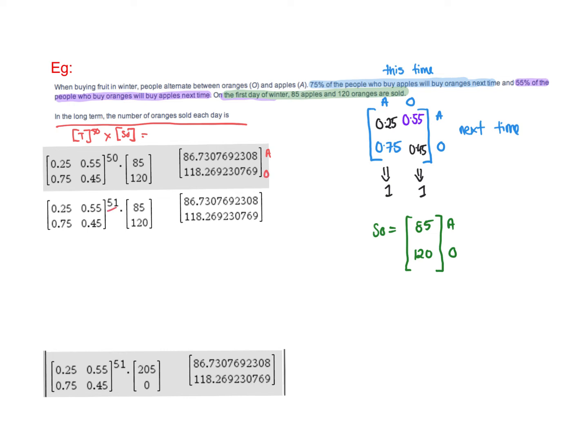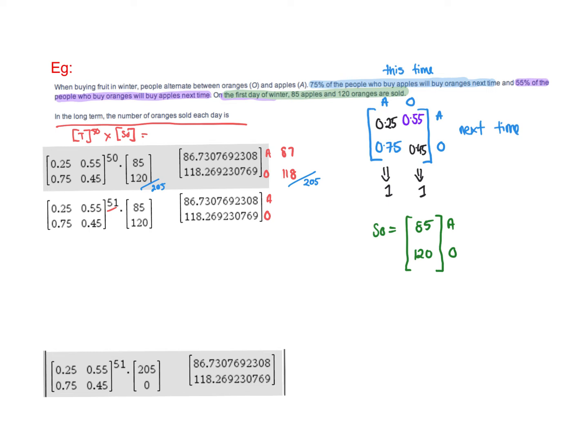And I've just chucked in 51 to check. And yep, I've reached it. So we're probably going to just summarize and say that's 87 and this is 118. So if we checked, we had 205 to begin with, and we've still got 205. Yeah, so that's okay. So that's what happens.